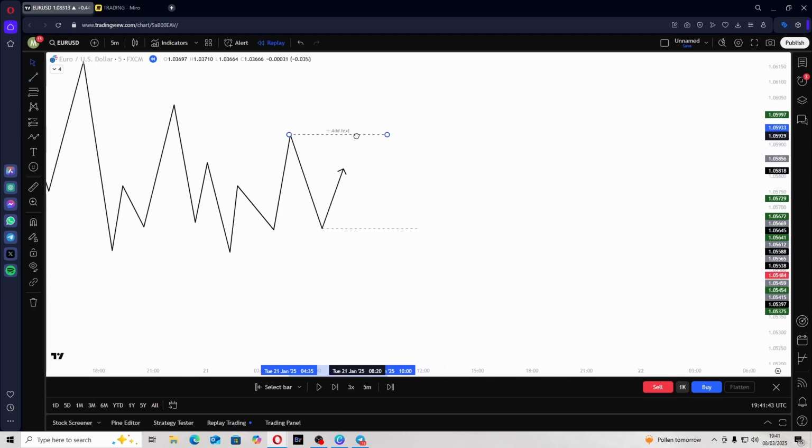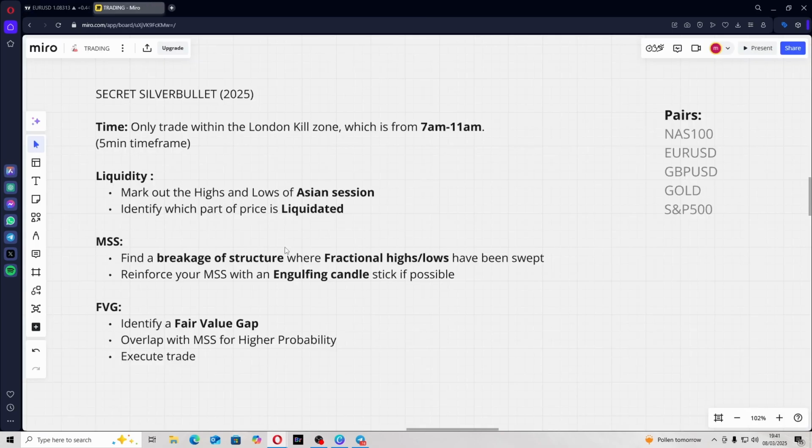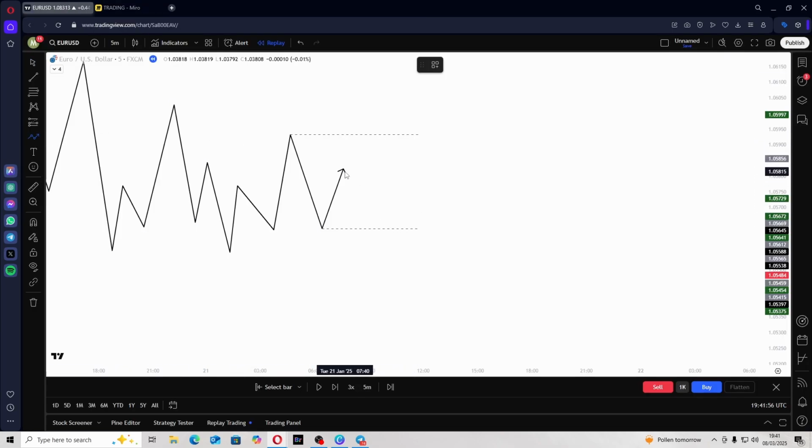Let's be over here. Once it hits our specific trading time, we mark out the highs and the lows of the Asian session. And once we actually do that, all we've got to do from now on is identify which part of price is liquidated. So now we're going to be waiting for price to actually go up, down, whatever, and then it's going to take out one of these points.